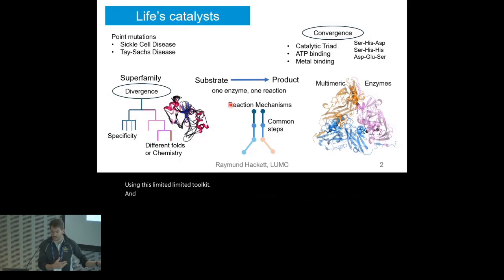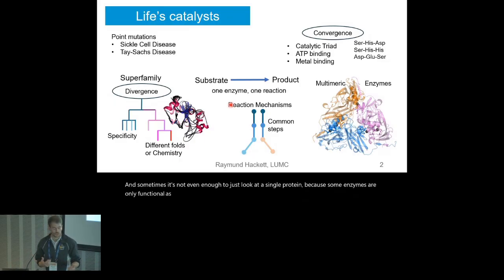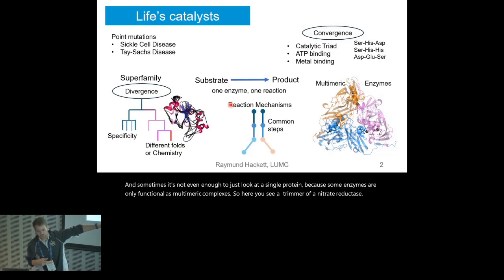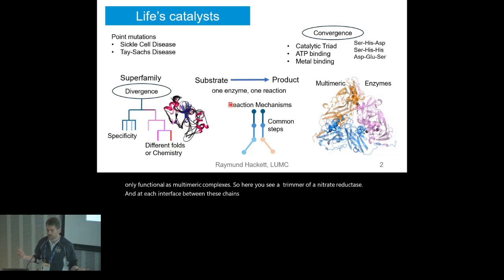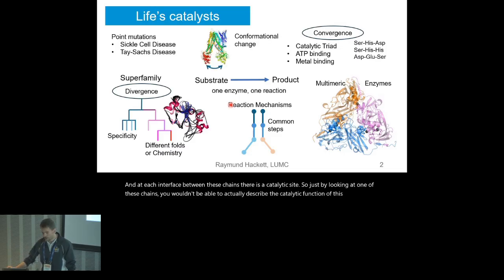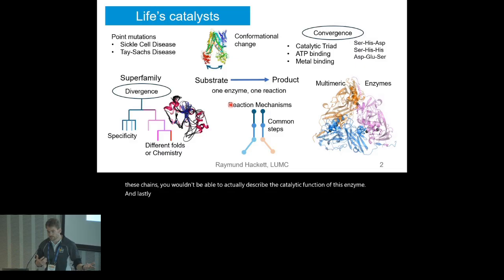And sometimes it's not even enough to just look at a single protein because some enzymes are only functional as multimeric complexes. So here you see a homotrimer of a nitrate reductase. And at each interface between these chains, there's a catalytic site. So just by looking at one of these chains, you wouldn't be able to actually describe the catalytic function of this enzyme. And lastly, enzymes are dynamic systems. So there's an insane amount of complexity in studying enzymes.